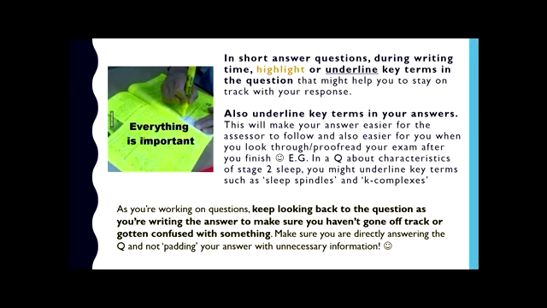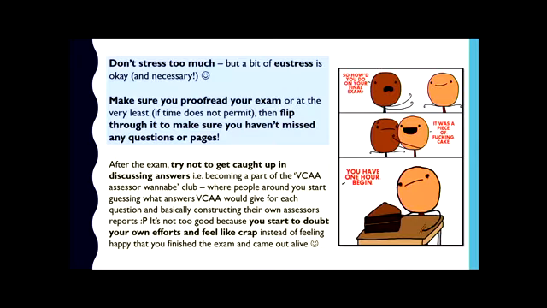In short answer questions during writing time, if you're talking about key terms, highlight or underline them. You're not going to lose marks for not highlighting or underlining, but when you're going through your paper at the end, it's easier for you to be like, oh yeah, I've done it, that's it, and then move on. Not only that, but it also makes it easier for your assessor to follow your paper and mark everything. And as you're working through questions, just keep looking back at the question, don't completely ignore it. Keep looking back to make sure you've covered everything, that you're not going off track or that you haven't confused yourself.